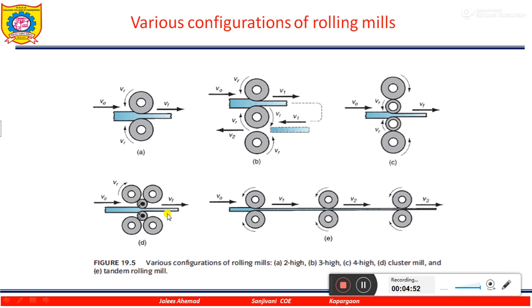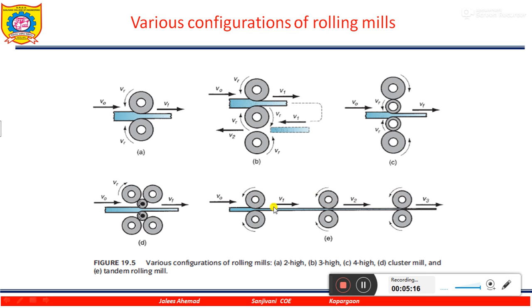In that case, this is used. This is a tandem rolling mill. You can see here, the raw material is continuously reduced in its cross section. This is one of the rolling stands. A number of rolling stands are there.